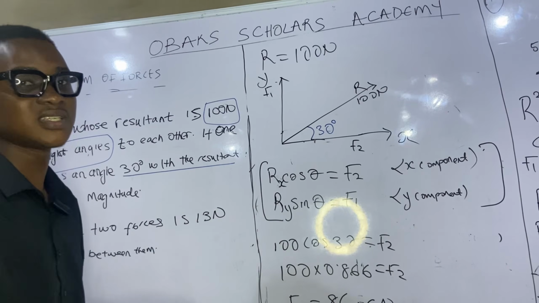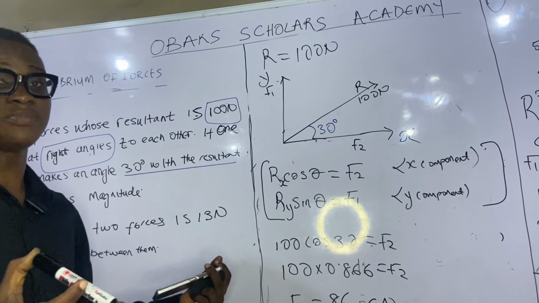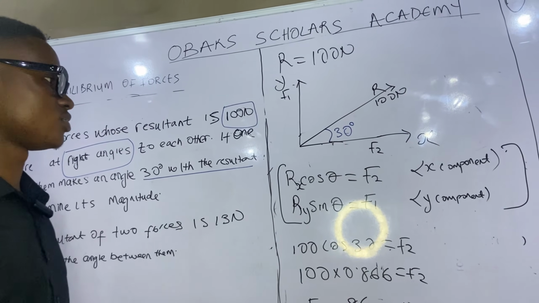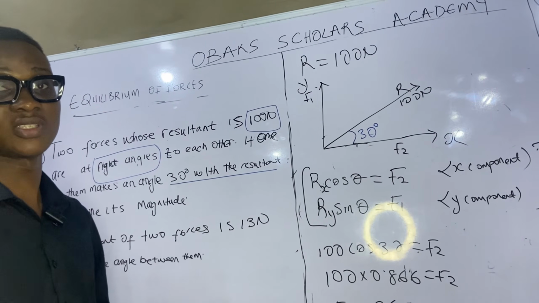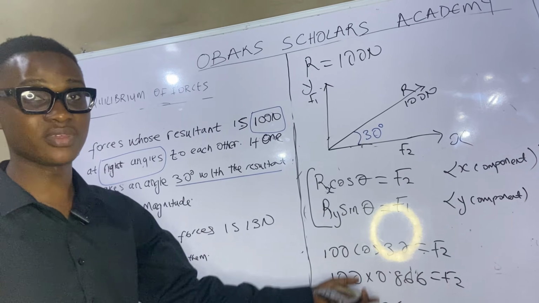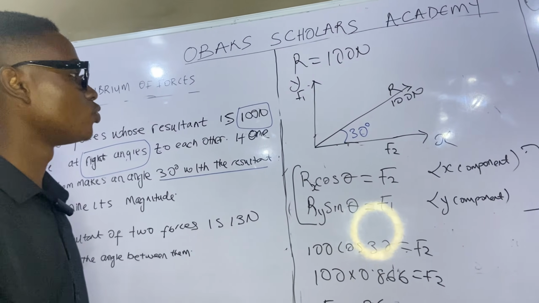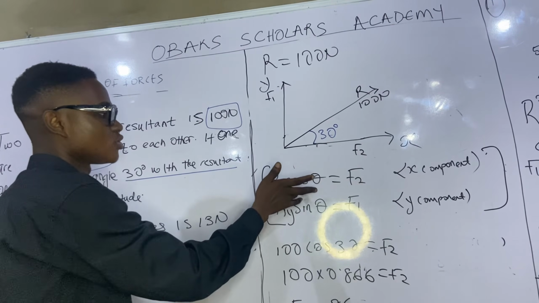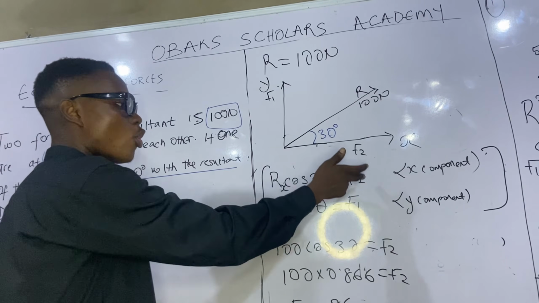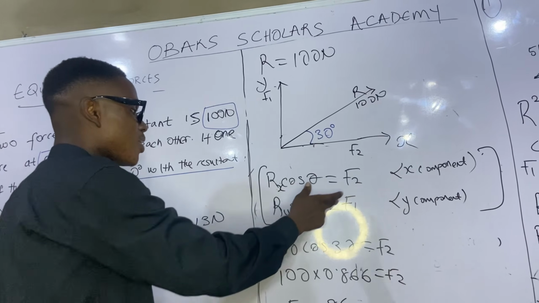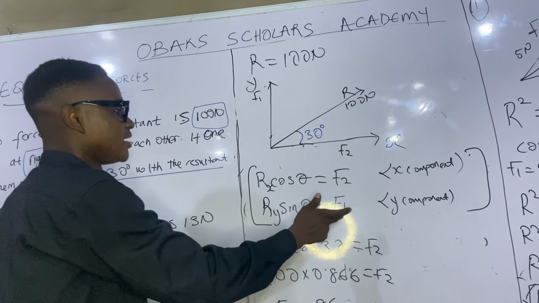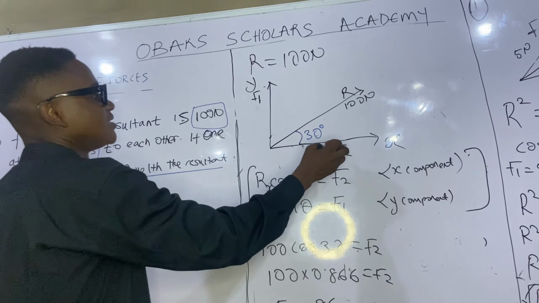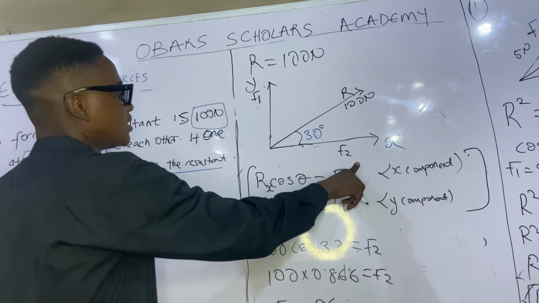Understand? So physics is interrelated. You should know the basics for you to be able to solve complex questions or complex equations. This is not complex, but I'm just telling you that these are basic things. So if you have something like this, the resultant cos theta will give you the horizontal component, while the resultant sine theta will give you the vertical component. So this F1 is the vertical component. This F2 is the horizontal component.